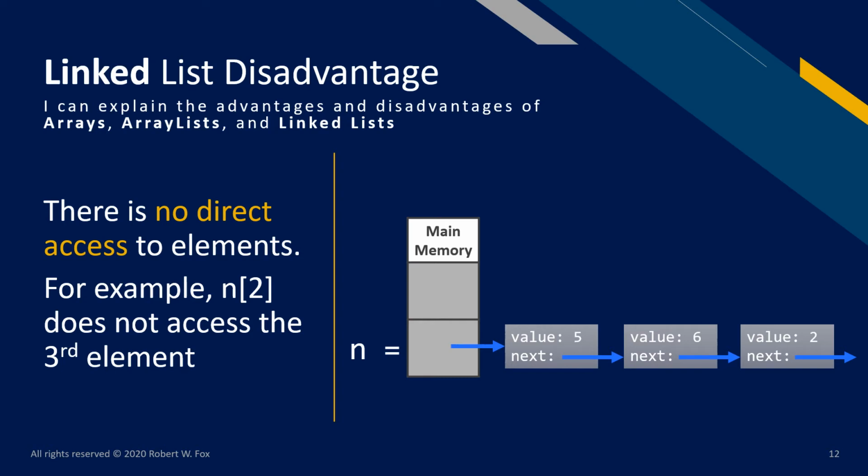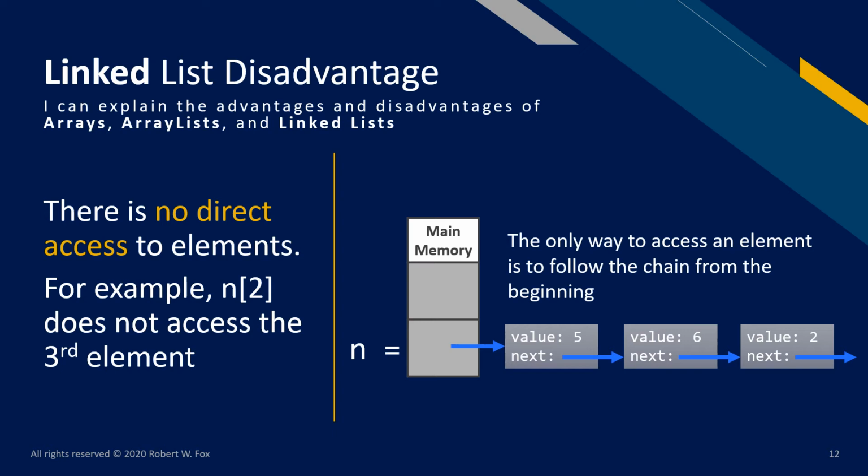But not everything with a linked list is an advantage. And in fact, there's one very big disadvantage, and that is the fact that there's no direct access to elements. For example, with an array or an array list, I could just say n[2] to access the third element, or if it was an array list, n.get(2). But that's not a thing with a linked list. In fact, the only way to access an element directly in a linked list is to follow the chain from the beginning.